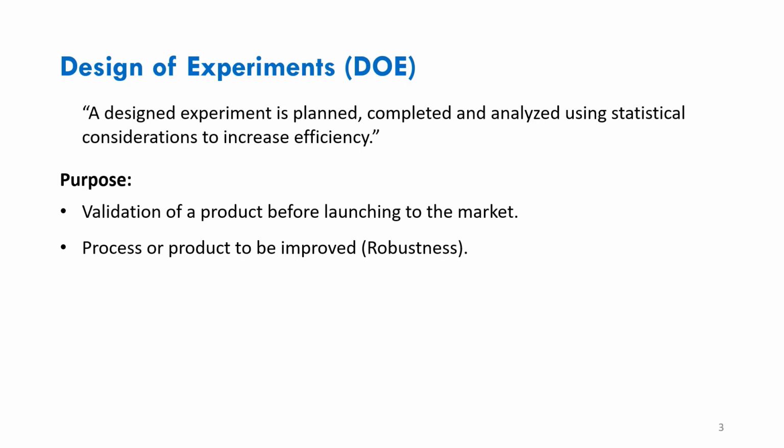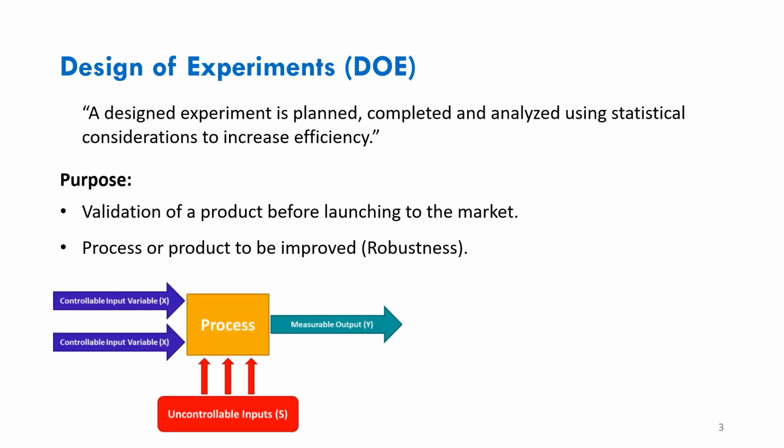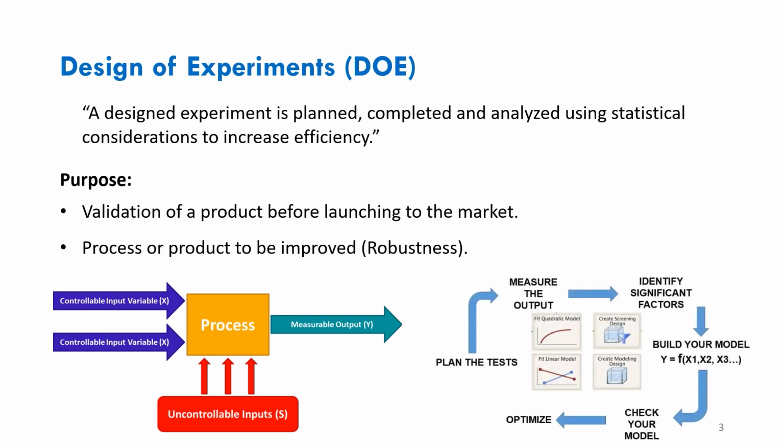DOE is an acronym for Design of Experiments, which is not actually focusing only on design procedures, but also it includes analysis. An experiment has some controllable input X, which is processed to obtain an output Y using measurement techniques. We perform DOE to improve the efficiency of a process or a product, as well as experiments are performed for validation purposes, especially when you are about to launch a product to the market.